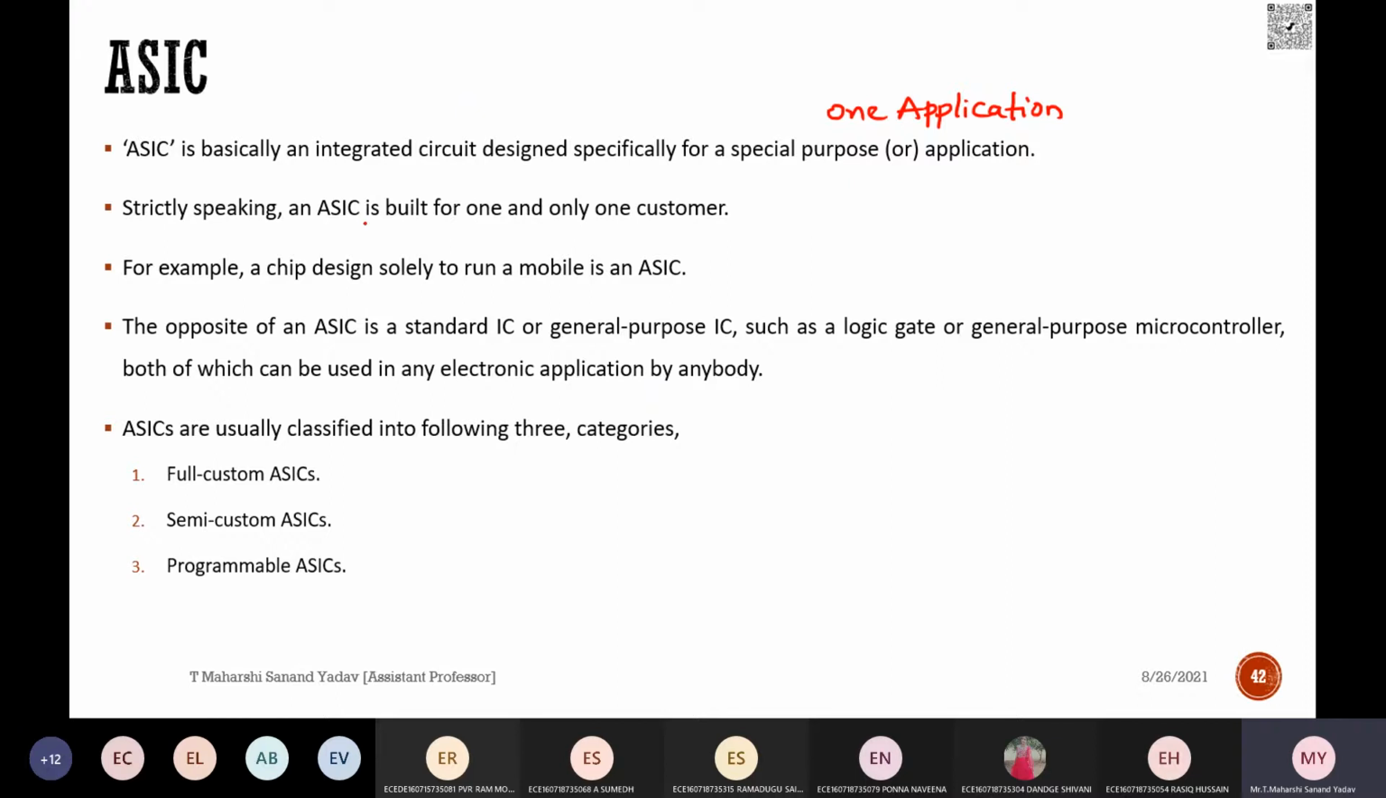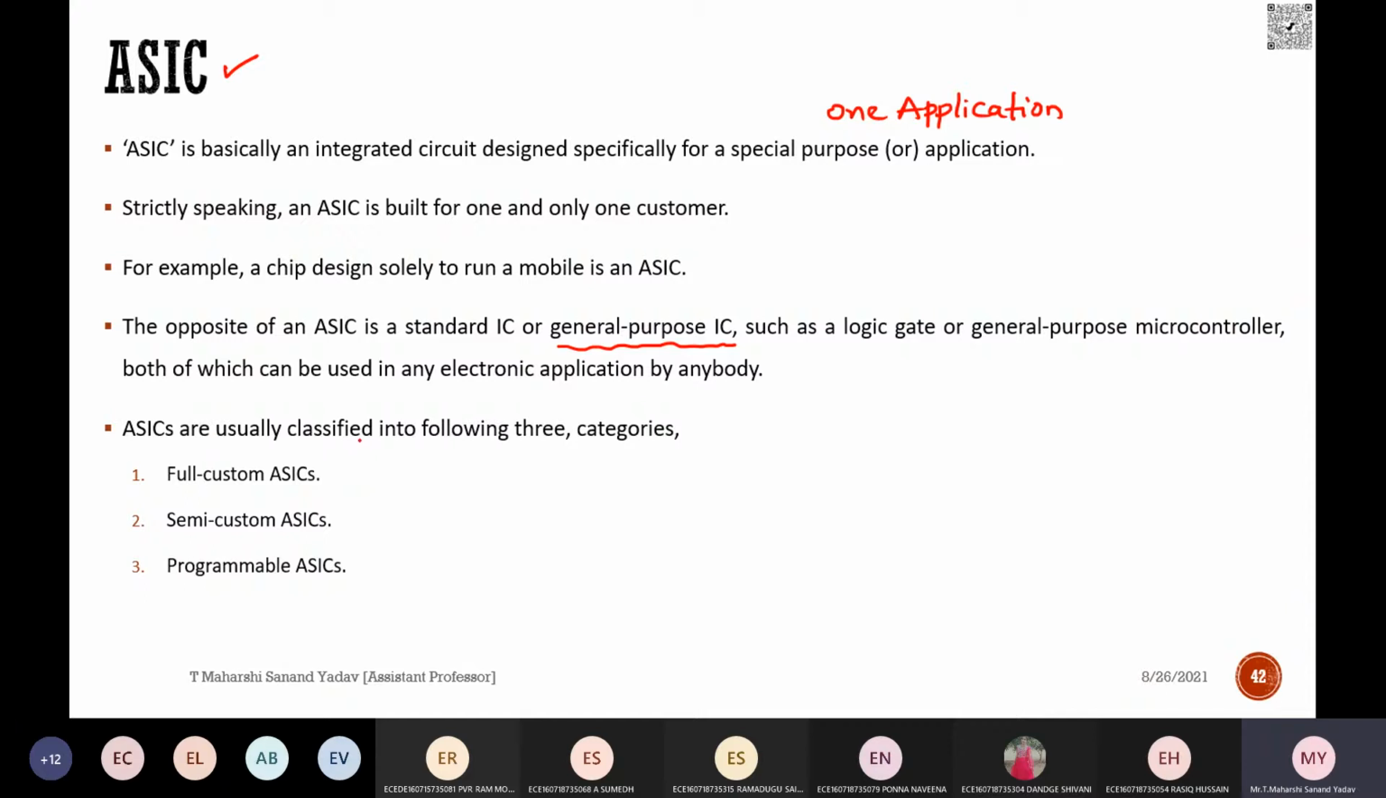Strictly speaking, an ASIC is built for only one customer. Depending upon the requirement of the customer, we design this particular integrated circuit. The opposite of an ASIC is a standard IC or general purpose IC, meaning the microprocessors and controllers, such as logic gates or general purpose microcontrollers, both of which can be used in any electronic application by anybody. This can be used for any application, whereas ASIC can be used for only one particular application.